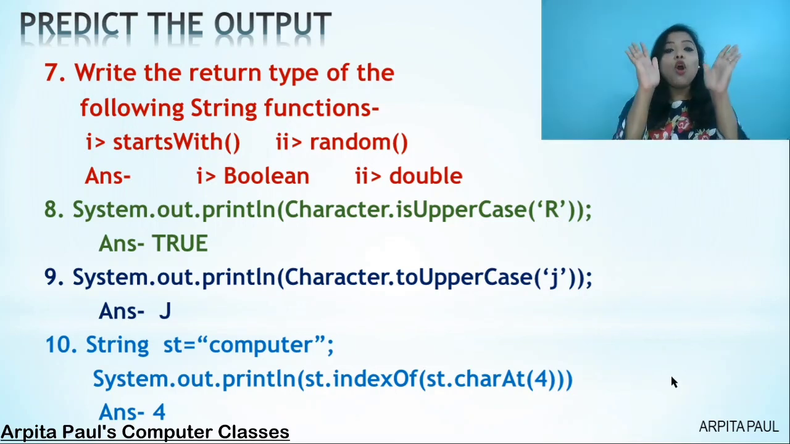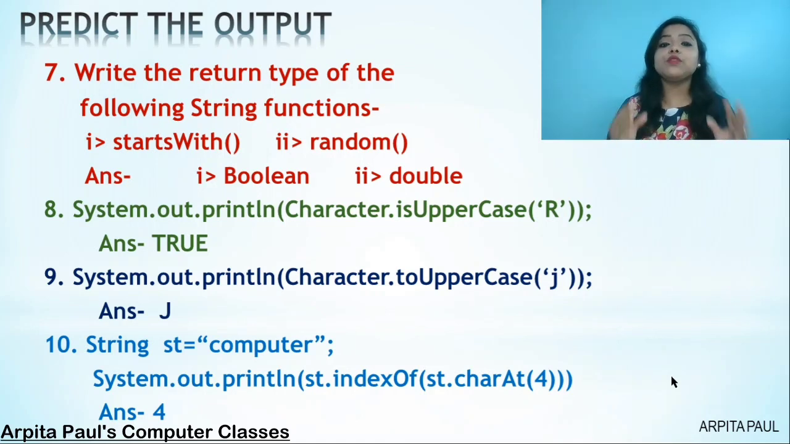So here I have given all 10 types of predict-the-output questions which can come from the chapter String. Out of these, 1 or 2 or 3 types of predict-the-output questions will definitely come. So these are very important, so you should study them properly.